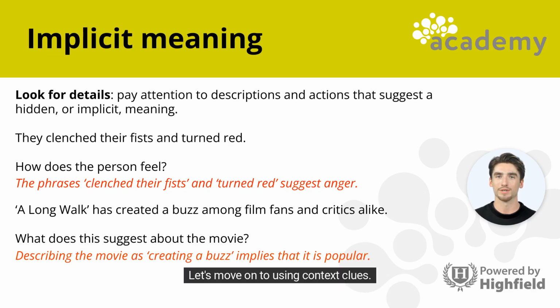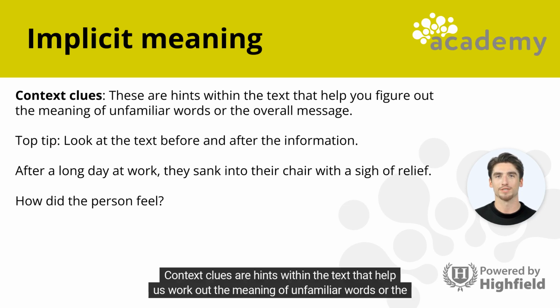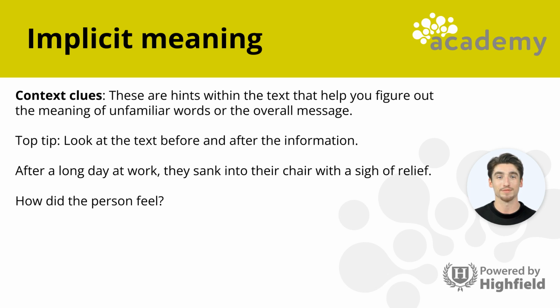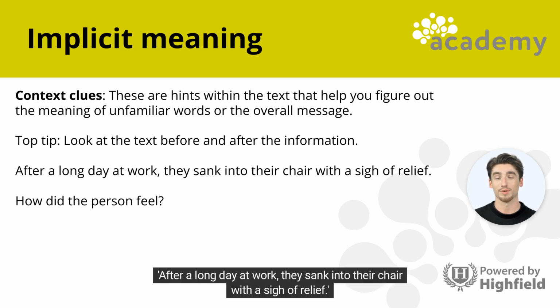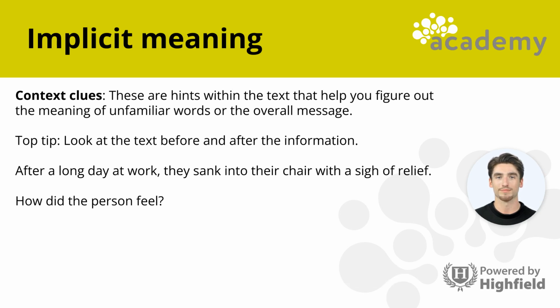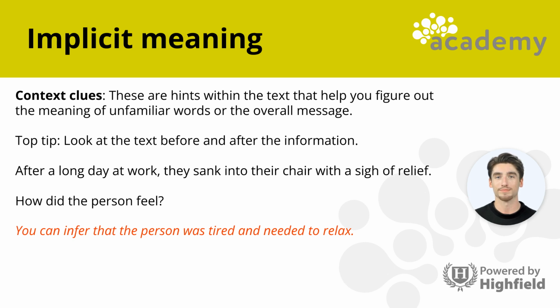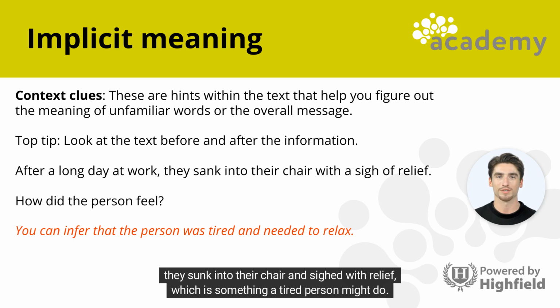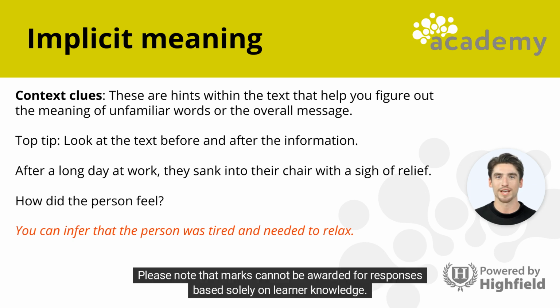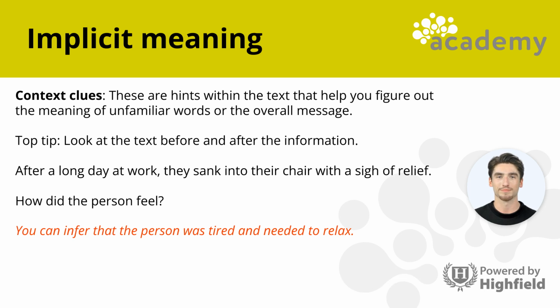Let's move on to using context clues. Context clues are hints within the text that help us work out the meaning of unfamiliar words or the text's overall message. You may need to read around the quote or sentence you're given. This means you need to look at the sentences before and after the information. Let's look at the example. After a long day at work, they sank into their chair with a sigh of relief. How did the person feel? We can infer that the person was tired and needed to relax because they had been at work all day. We know this because of their actions. They sank into their chair and sighed with relief, which is something a tired person might do. Please note that marks cannot be awarded for responses based solely on learner knowledge. They must refer to the text.